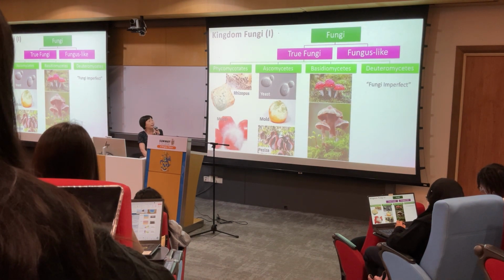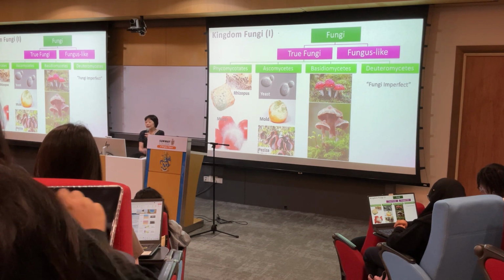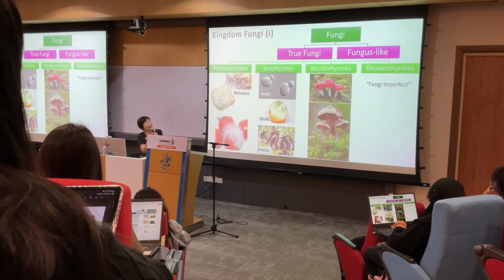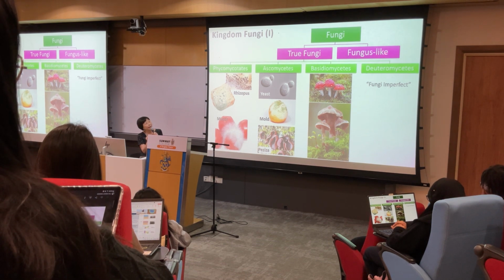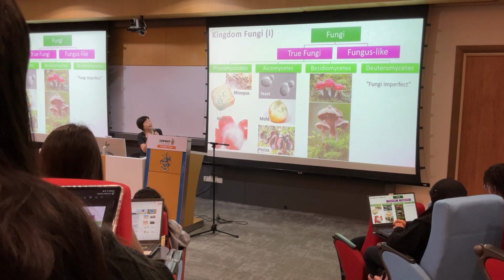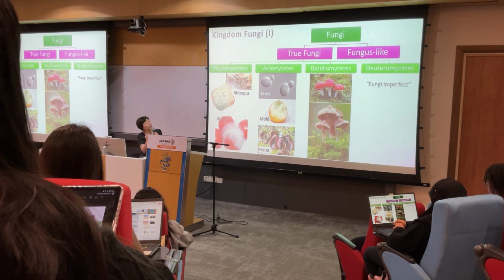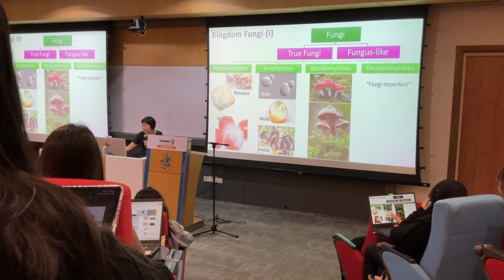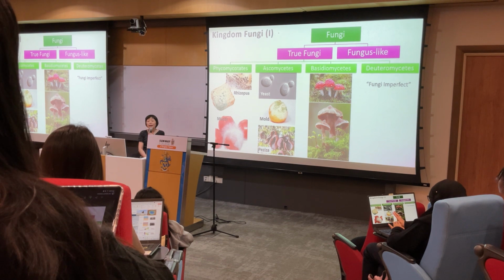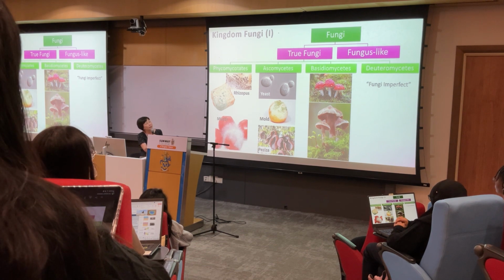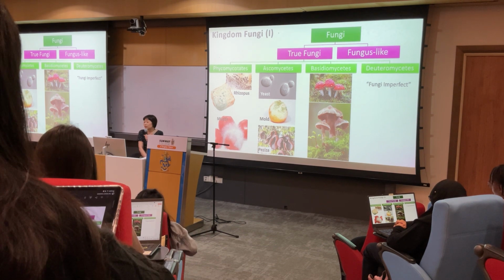All right. Now we come to another kingdom, fungi. Fungi can be divided into true fungi or fungus-like. Forget about fungus-like, there are a lot and they are not very clear. But classically, we can divide the true fungi into four: Phycomycete, Ascomycete, Basidiomycete and Deuteromycete.